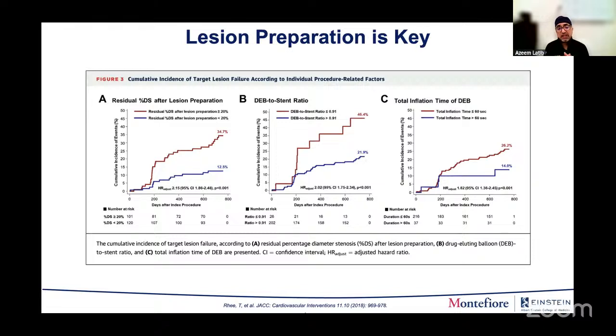Then they looked at things such as the DCB to artery ratio. The closer you are to 1-to-1, the better the outcomes. And then total inflation time, the longer you are, the better the outcomes. So again, clinical data to support that even though this is nothing special, it's just a balloon, the preparation before you put it in is so important to the outcome you're going to have, and also the way you use it, choosing the right size, long inflation times. Next slide.